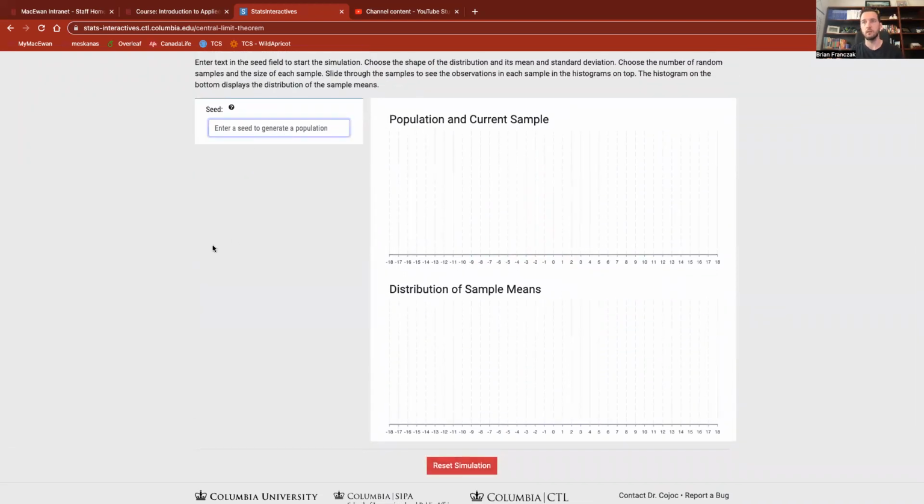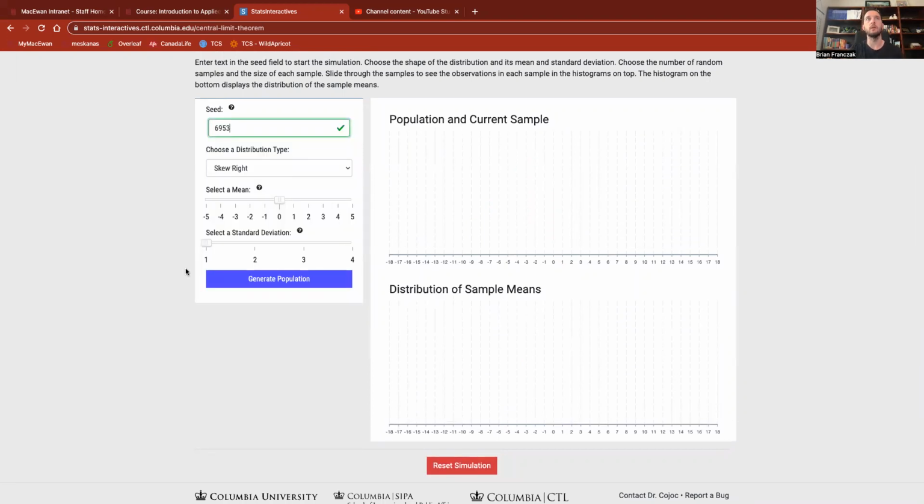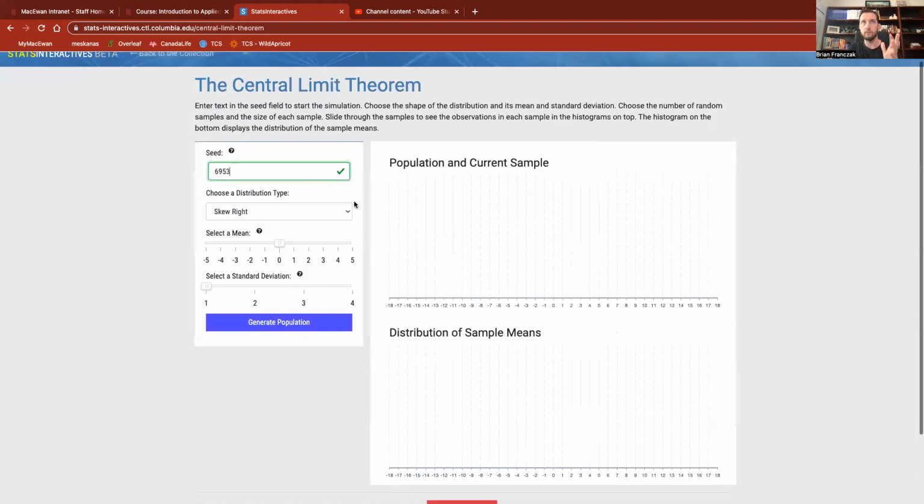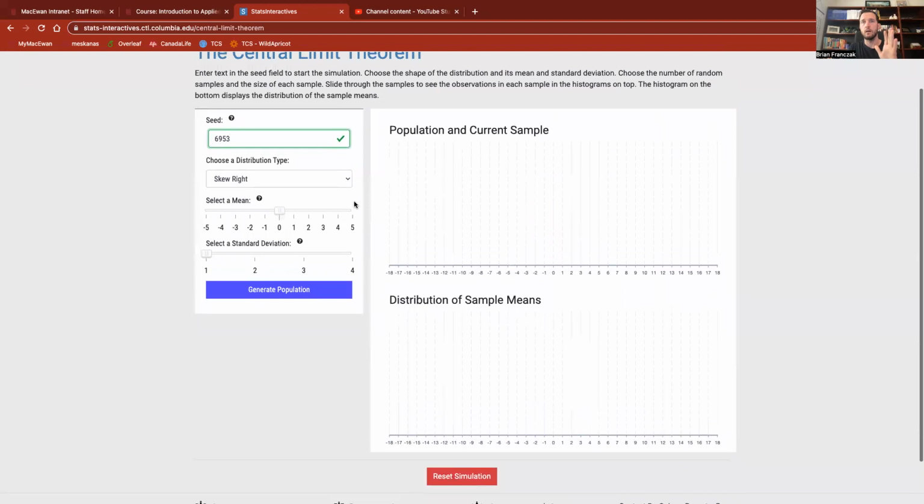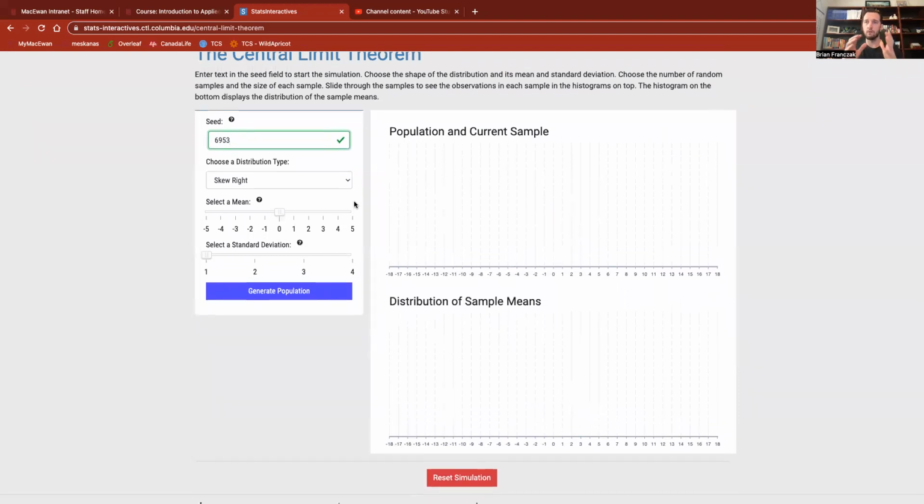We have to pick a seed. This doesn't really matter. I'll use seed 6953. You can use the same one to replicate the same results, or you can pick your own seed. It doesn't matter. The overall theme and the overall result will be the same.